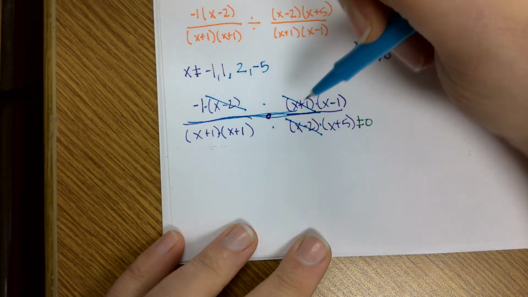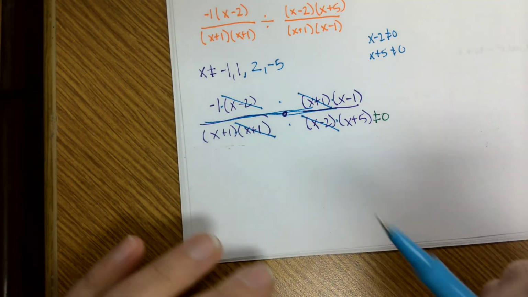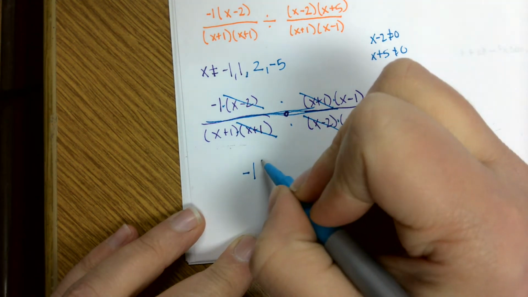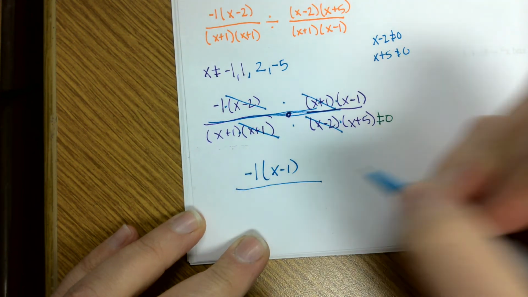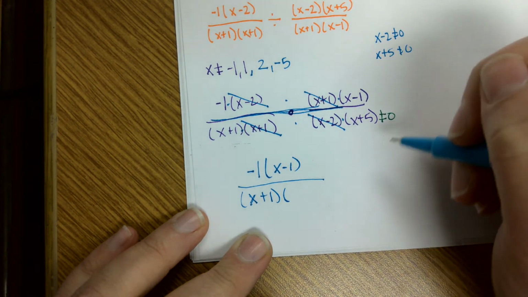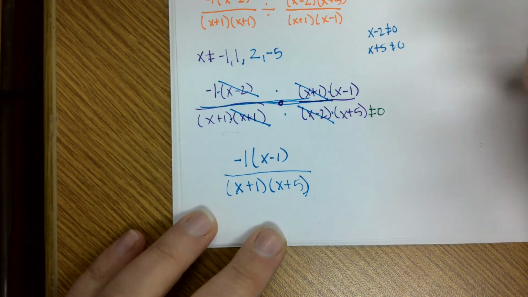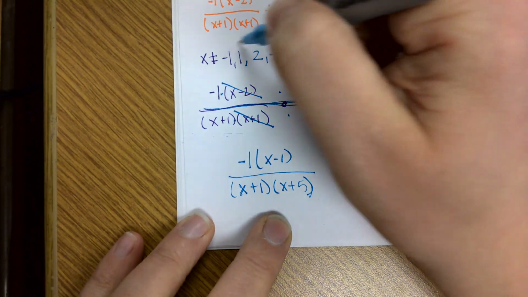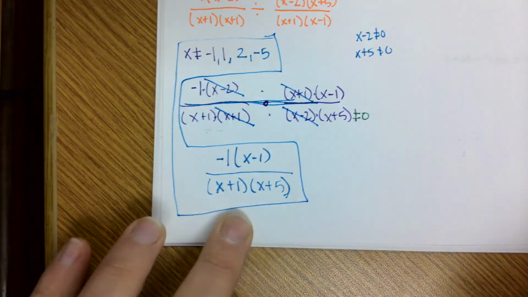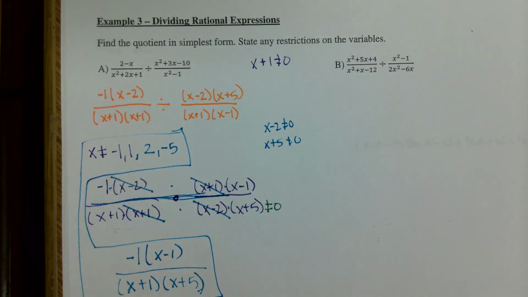I have an x plus 1 on top. I have an x plus 1 on bottom. They simplify to be 1. I have nothing else that can cancel. On top, I have this negative 1, and I have this x minus 1. On bottom, I have this x plus 1, and I have an x plus 5. So there's nothing more I can cancel here, but I need to have this answer with these restrictions. There's my final answer. I want you to try to do B by yourself right now.